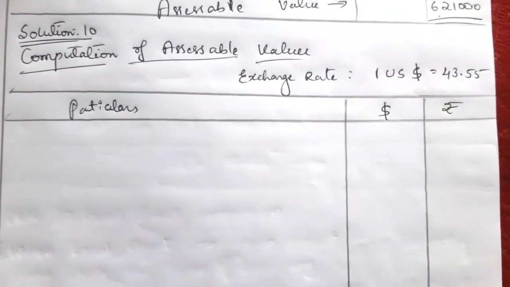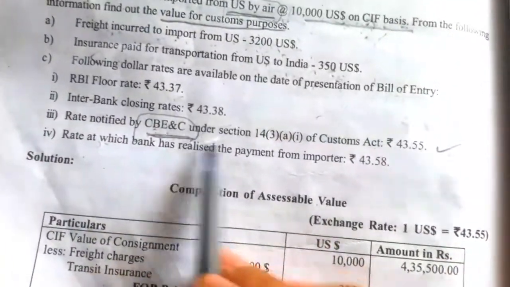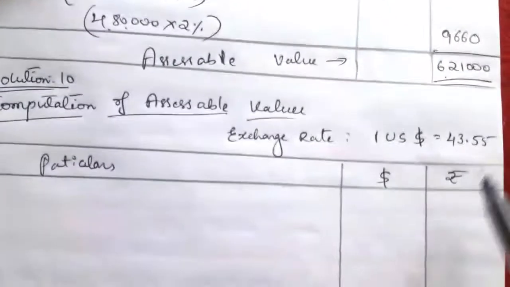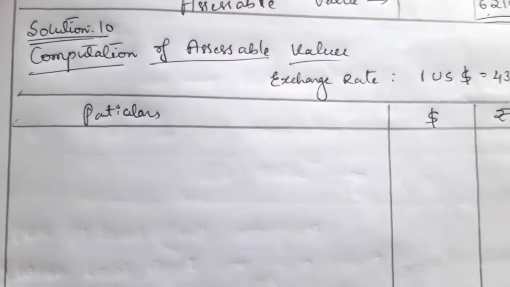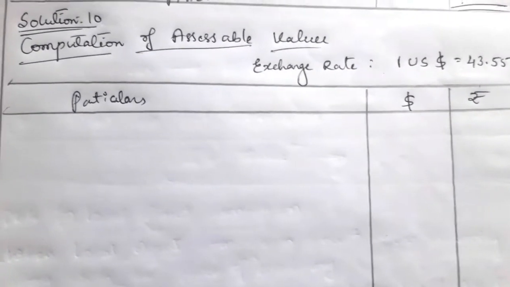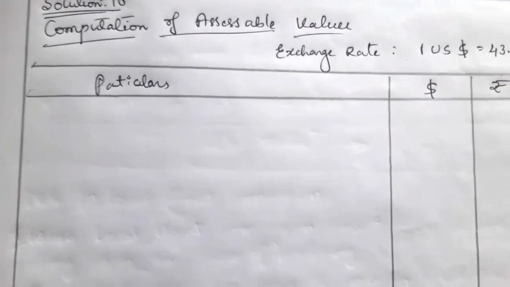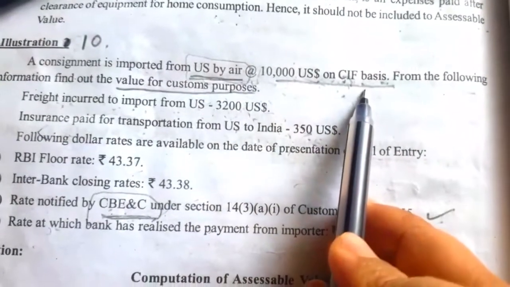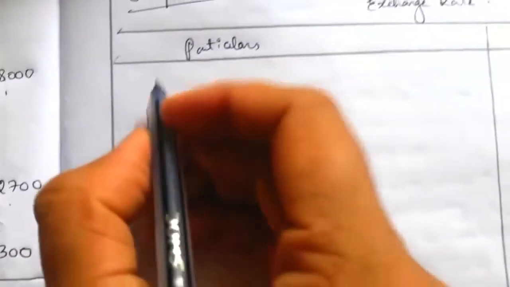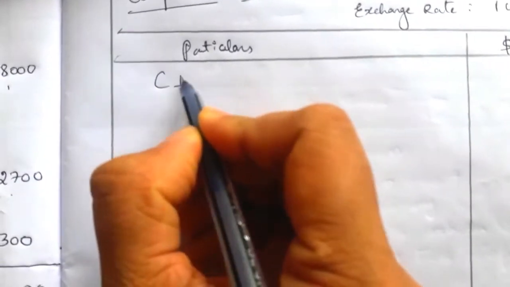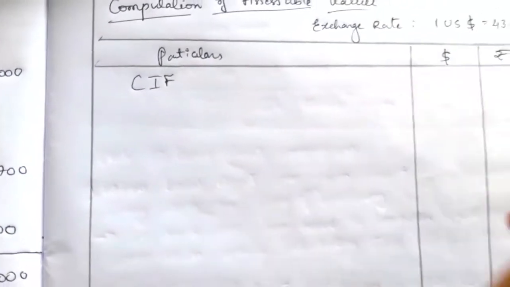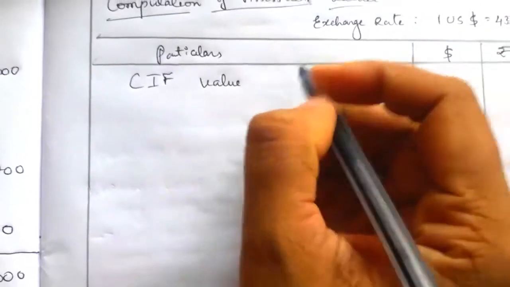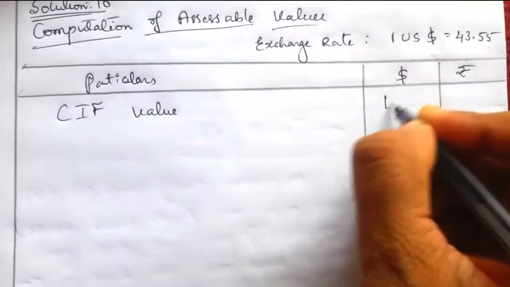Write the heading: computation of assessable value. Here we have to consider the exchange rate notified by CBEC, which is equal to 43.55. Now draw 3 columns: particulars, and 2 amount columns. The first amount column is US dollar and the second column is rupees. In this illustration the CIF value is directly given, 10,000 US dollar on CIF basis, so we start with the CIF value, that is cost, insurance and freight. CIF value given is 10,000 US dollars, so write the value in the dollar column, 10,000.